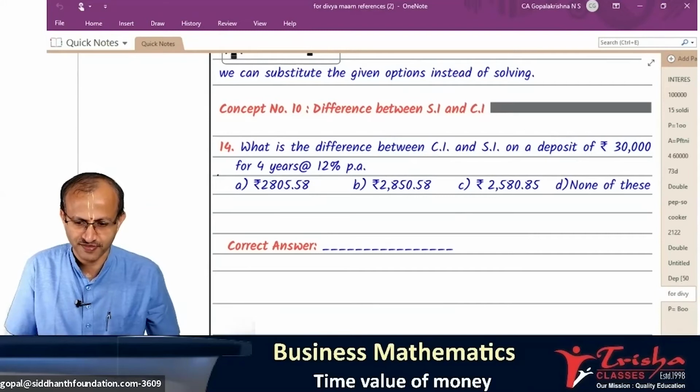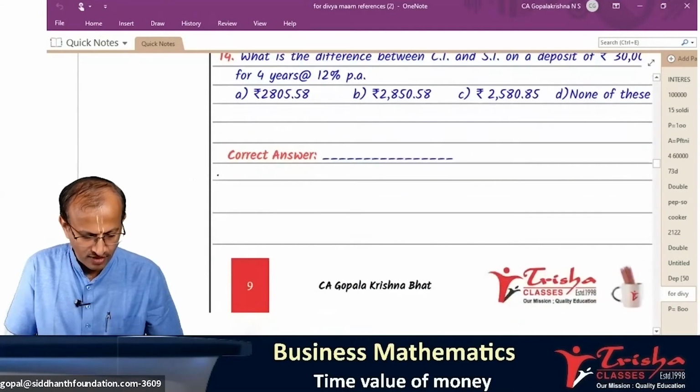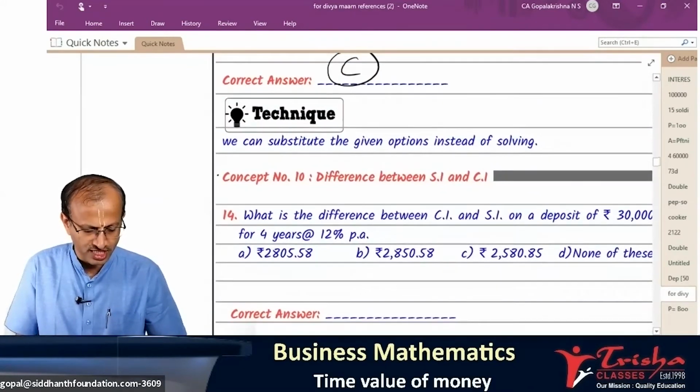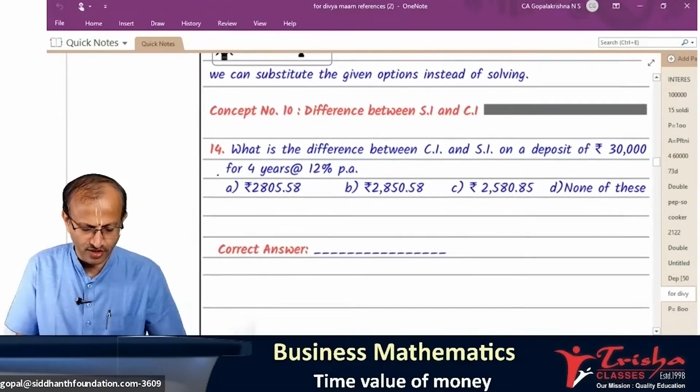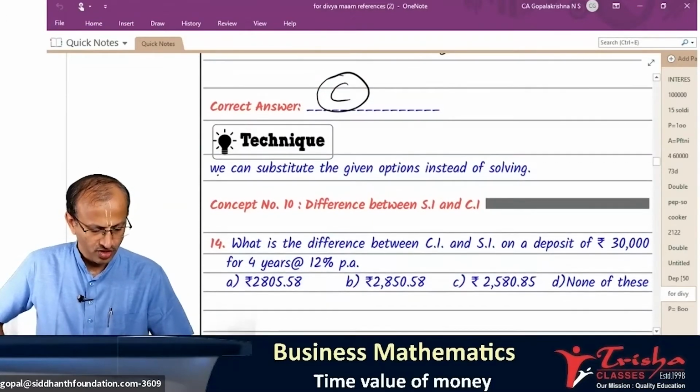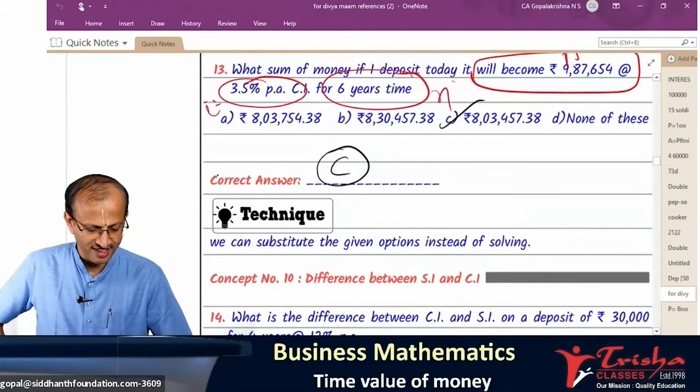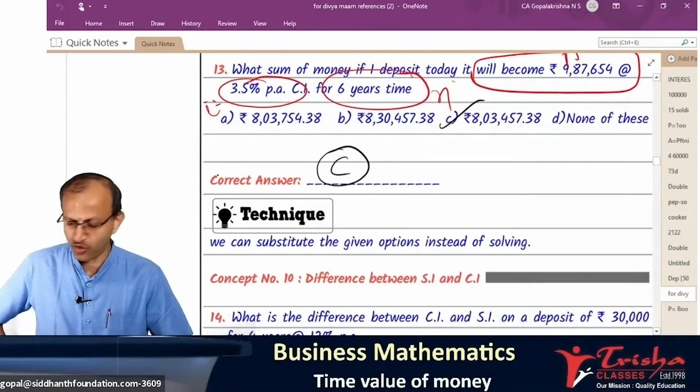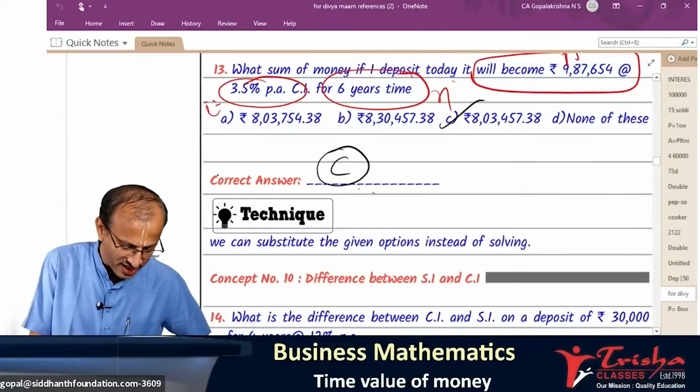Super. Okay. Now write in your notebook concept 10. All of you write in your notebook concept number 10. There's one more technique. Now I have it written here, technique.